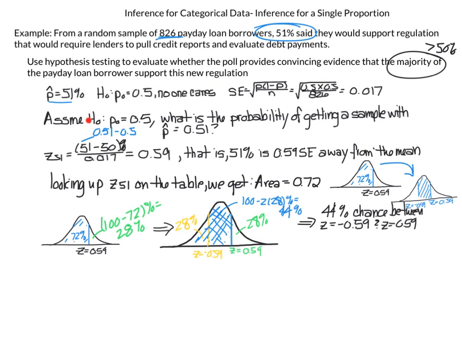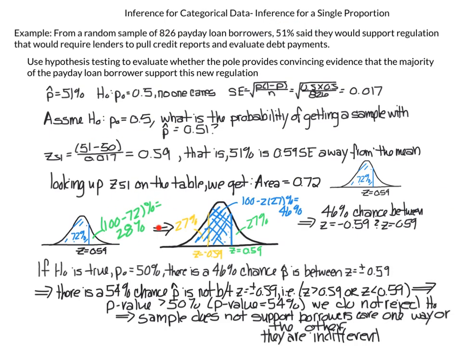So again, if H naught is true, that means we have a 44% chance that a sample we take will have a Z-score between negative 0.59 and 0.59. In other words, there's a 44% chance that a sample will have a population proportion in this area here. One thing I have to warn you: when I looked this table up, I estimated it as 28, but your book estimated it as 27. So your book will say there's a 46% chance that your Z-score is here.